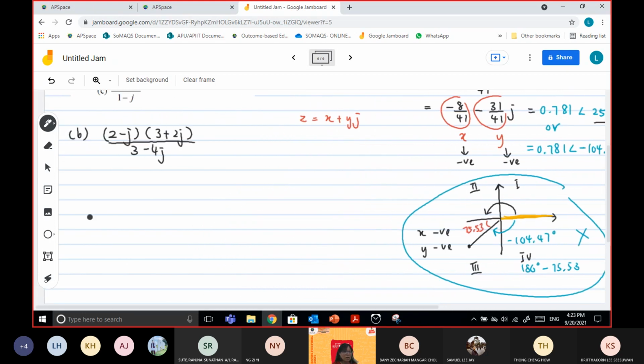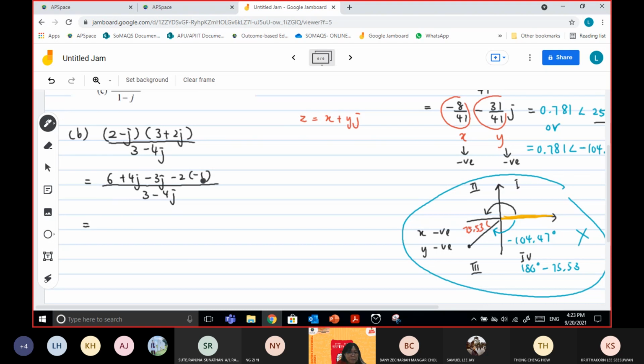Then we move on to question B. For question B, we expand it as usual for the top. So we have 6 plus 4j, then minus 3j, then minus 2j squared, which is minus 1, divided by 3 minus 4j.